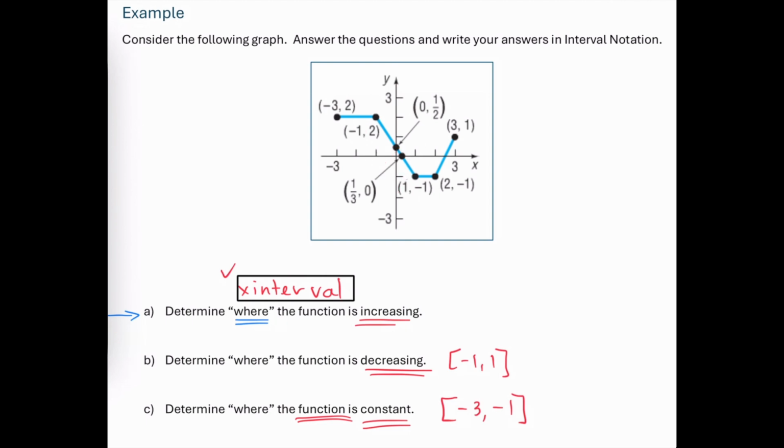And then the function changes again from x is equal to 1 to x is equal to 2. From this x value to this x value, the function values are constant. So in order to tack on another constant interval, we'll need to use the union symbol and say that from the x value 1 to the x value 2, that's another region where the function values are constant, not changing. And then after that, our function values again begin to increase. So from the x value 2 to the x value 3, again we use x intervals to describe where the function is increasing. From x is equal to 2 to x is equal to 3, the function values are increasing.